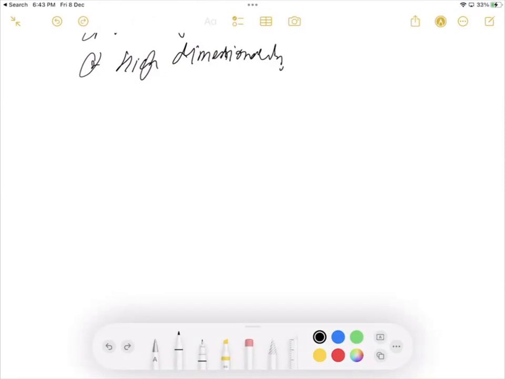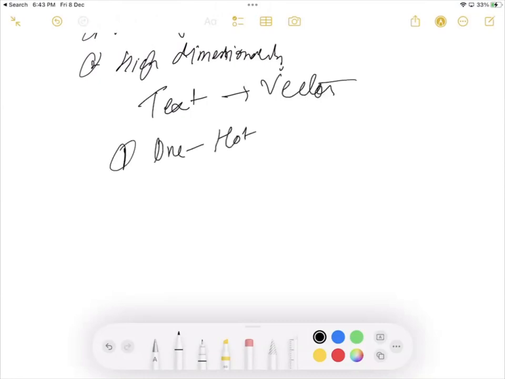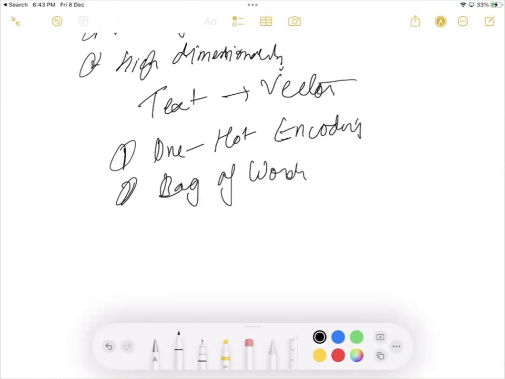Okay, so let's discuss the methods where we are changing the text to vectors. The first two we already discussed: one-hot encoding and bag of words. Now we will discuss TF-IDF.